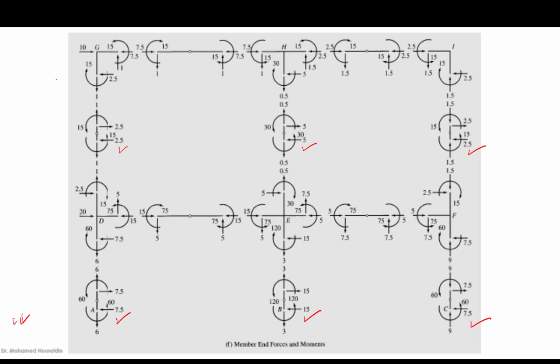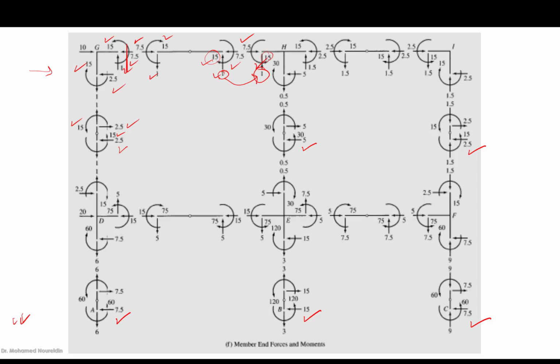Now we are going to start from the top and the left. I think that this part we have already done, so I'm not going to do it again. We know 15, 2.5, 15, 2.5, 15. This is 1, this is 7.5, 15, 7.5, 15, and this is 1. And here we reverse it, 15, 1, and 7.5. So everything here is known for us except the axial force of the column. Now, this is 7.5, put it here, 7.5. This is 15, put here 15. This is 1, reverse it, 1.